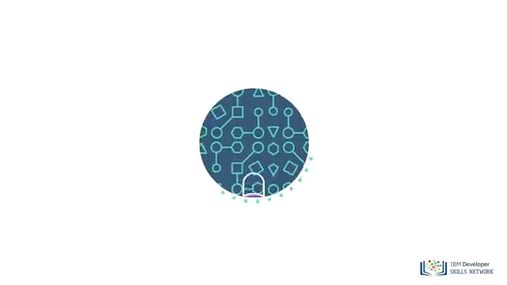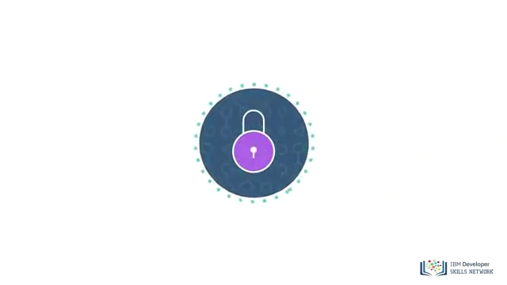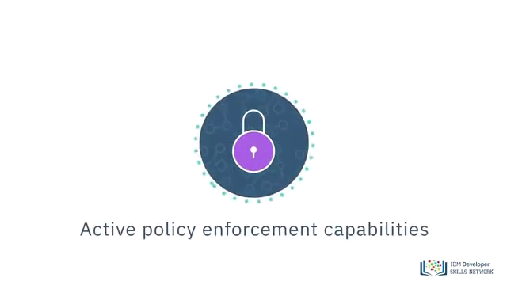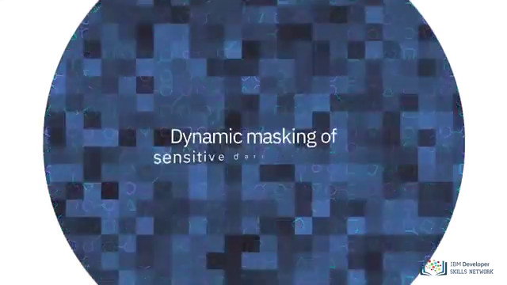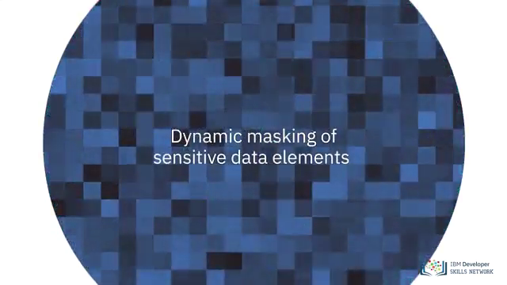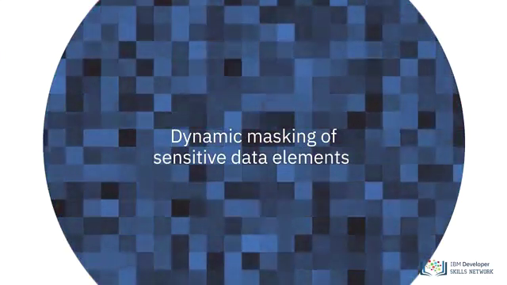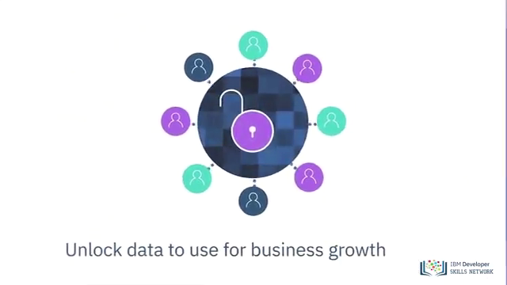To unlock access to the data that has been previously unavailable to AI application development, Watson Knowledge Catalog's active policy enforcement capabilities can control access to information assets and support automatic and dynamic masking of sensitive data elements that unlocks information, and safely powers collaborative development of all data for business growth.